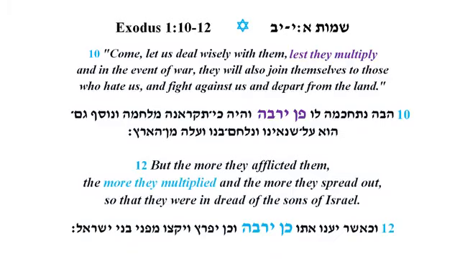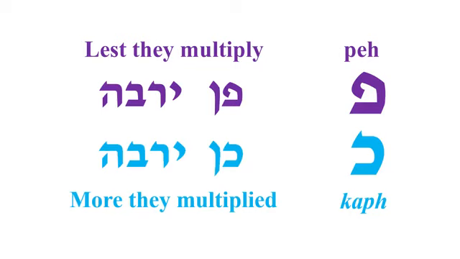And verse 12 then says, but the more they afflicted them, the more they multiplied and the more they spread out, so that they were in dread of the sons of Israel. So, very clever. The more Pharaoh abused and enslaved the people so they wouldn't multiply, the more they multiplied. Well, those two phrases, lest they multiply and the more they multiplied, here are the two phrases. Notice, they look very similar. In fact, the second words in both, it must be multiplied, they're exactly the same.